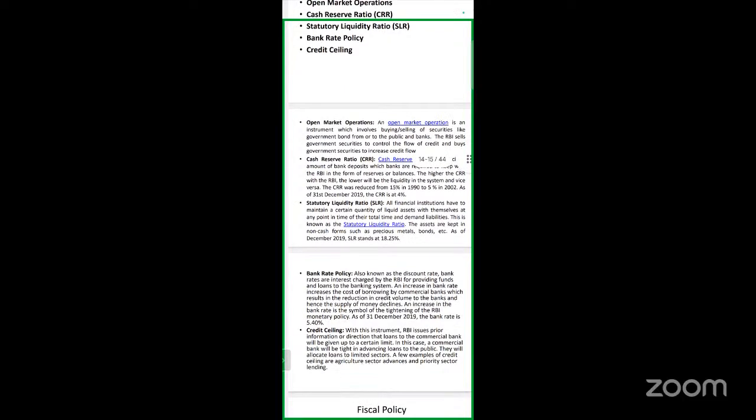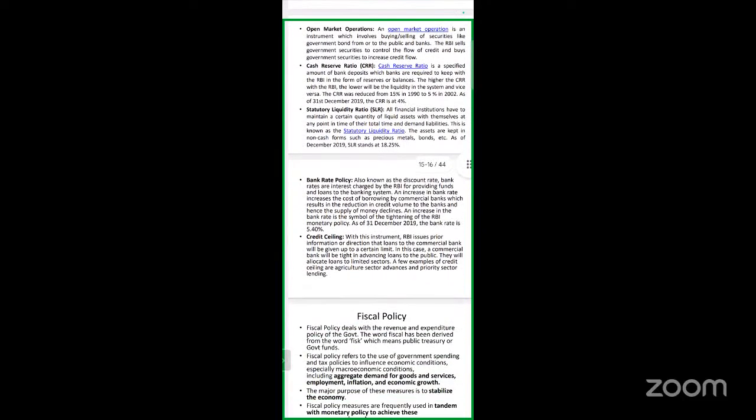Now, what is cash reserve ratio? It's a very popular concept, specifically when we're talking about the banking system. Cash reserve ratio is a kind of concept through which RBI becomes efficient in money, inefficient in assets. So let us understand the first concept.